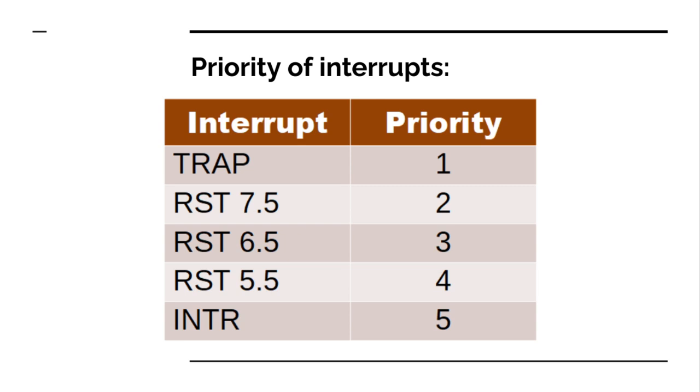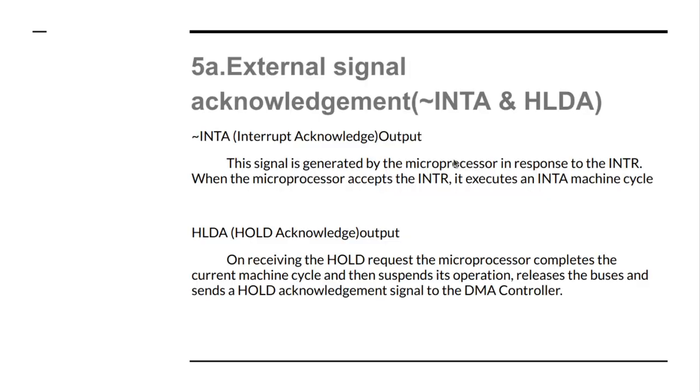So there is also a priority for the interrupts. As you can see here, TRAP is going first. That means if two interrupts happen at once, that is TRAP and RST 7.5, the first interrupt which will happen is TRAP because it has the highest priority. So that is what it basically means.